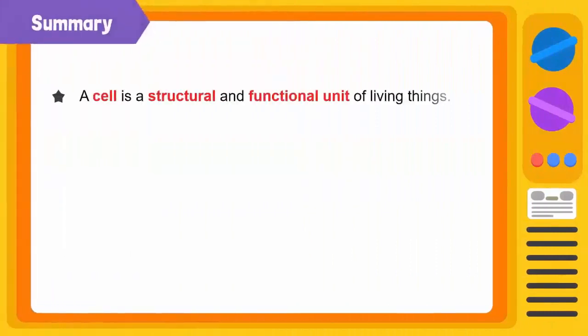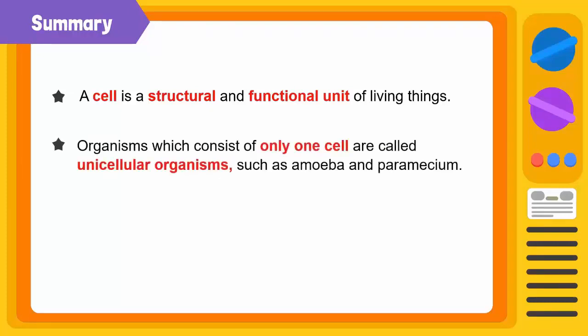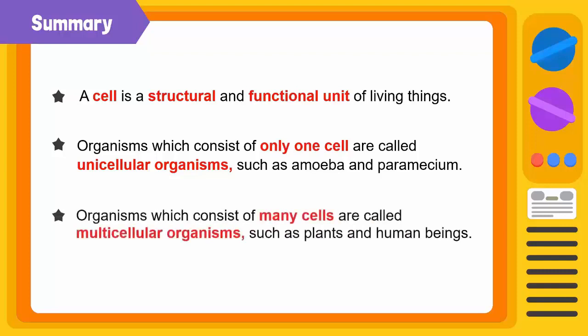Let's summarize. A cell is a structural and functional unit of living things. Organisms that have only one cell are called unicellular organisms, such as amoeba and paramecium. Organisms that function with many cells are called multicellular organisms, such as plants and human beings.